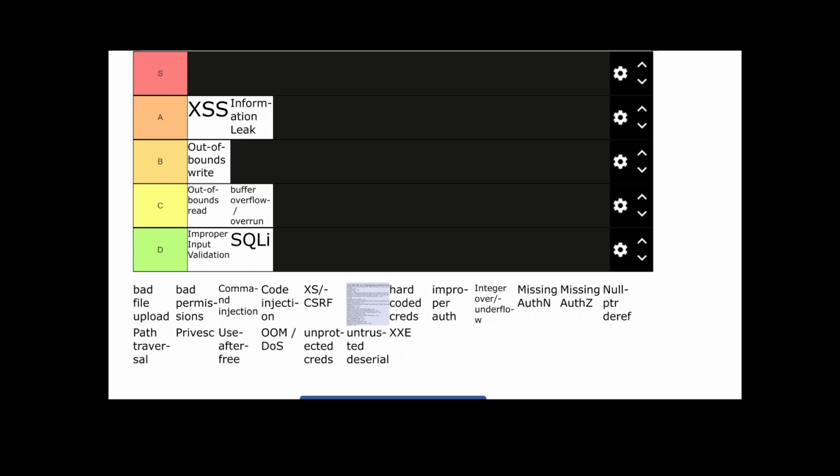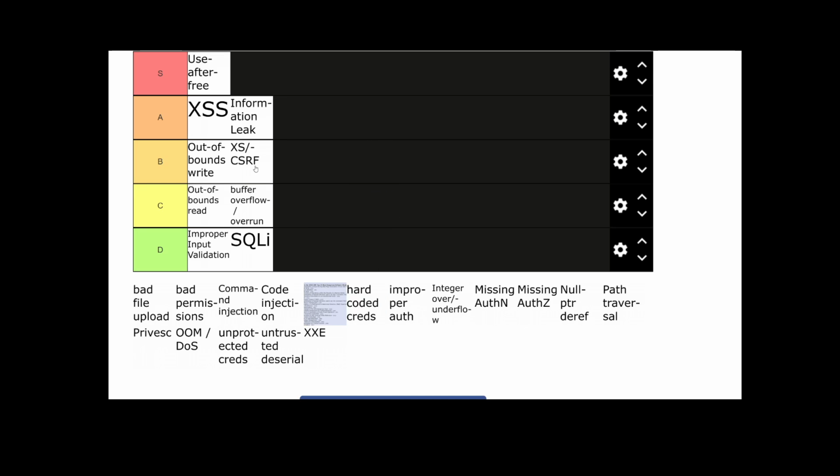Next one is use after free. I think use after frees are a really interesting kind of technical vulnerability to exploit, where you're in sort of an undefined memory region. And so I think use after frees are S tier. I've never exploited a use after free in my life, but one day I hope to do so. Next one is cross-site request forgery, CSRF.